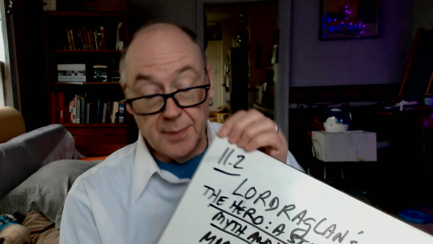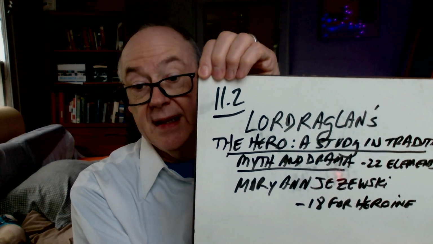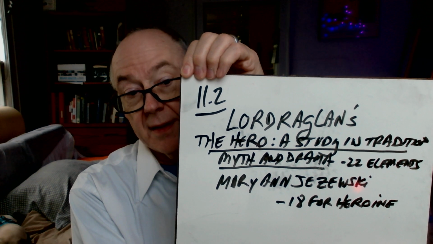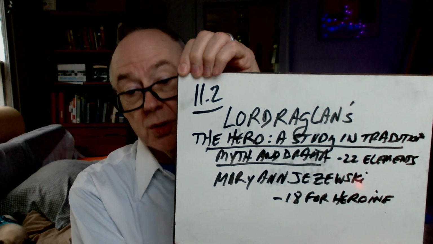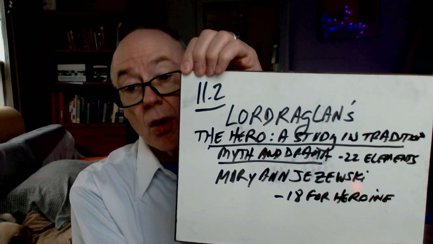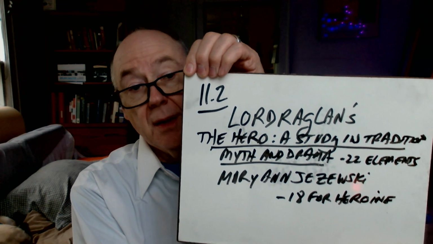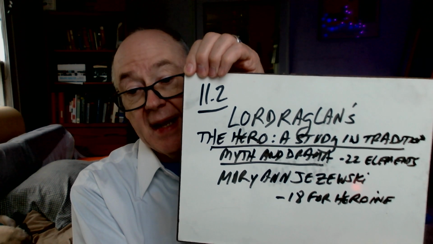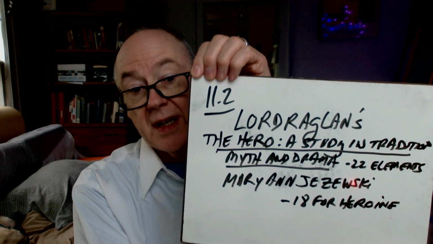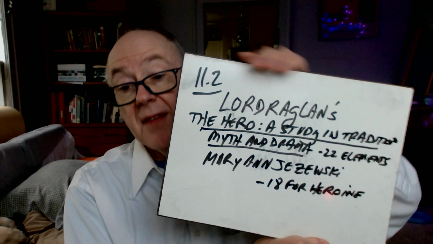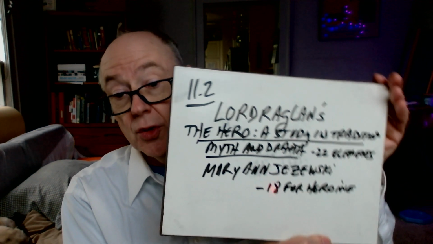The scholarship in chapter 11 is based on a work by Lord Raglan, a British lord who was also a classic scholar. He wrote a work in 1936 called The Hero, a Study in Tradition, Myth, and Drama. And he said that there were 22 elements to the hero, in what he read, and he was reading primarily classical material.